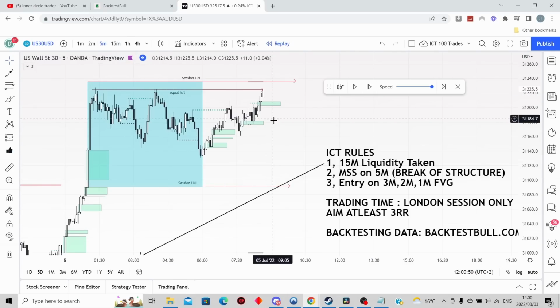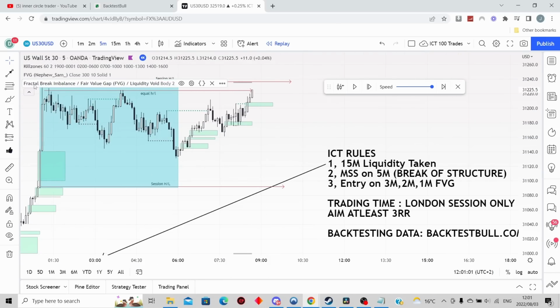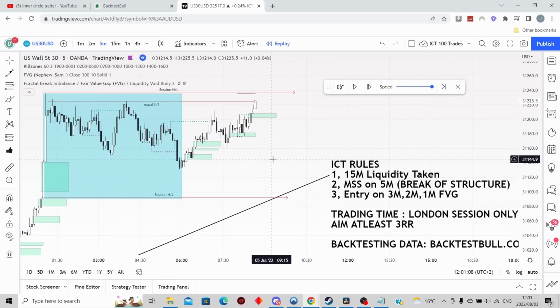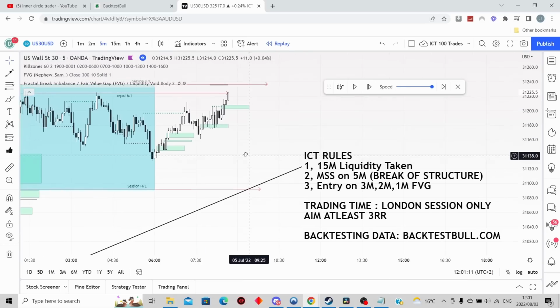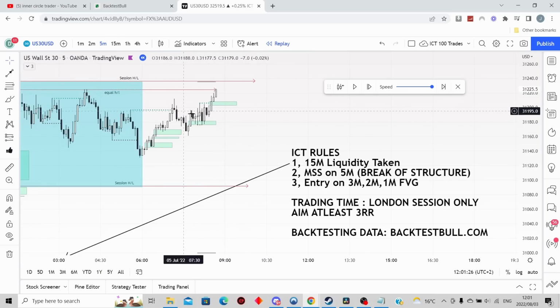Now we're on the 5-minute, but we saw it get taken on the 15. Then we look for a market structure shift or break of structure on the 5-minute, which this indicator here, fractal break imbalance, you can put on your chart. These green dotted lines signal the breaks of structure. And then we enter on a 3-minute, a 2-minute, or a 1-minute FVG, which this FVG indicator by King Nephew Sam highlights automatically. So instead of entering here on the 5-minute, we look for one on the 2-minute.